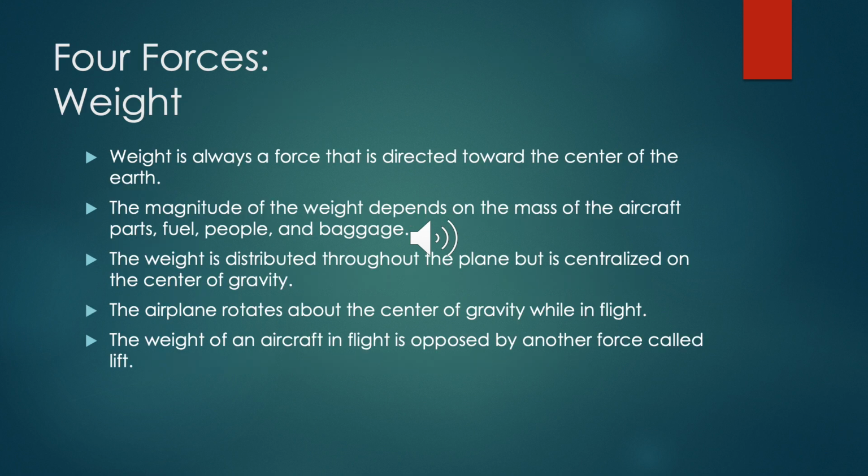All right, so the first of the four forces that act on an airplane in flight will be weight. Weight is a force that is directed toward the center of the Earth. We all know it as gravity. Anything that hovers above the Earth is going to be drawn toward the center of the Earth by the gravitational pull. The magnitude of the weight depends on the mass of the aircraft, parts, fuel, baggage, and people, of course. The weight is distributed throughout the plane, but it is centralized on the center of gravity. The airplane rotates about the center of gravity while in flight. The weight of an aircraft in flight is opposed by another force called lift, which we'll get to in the next slide.